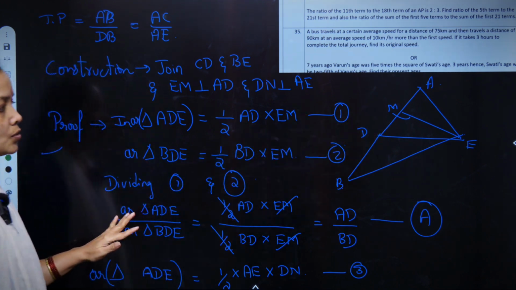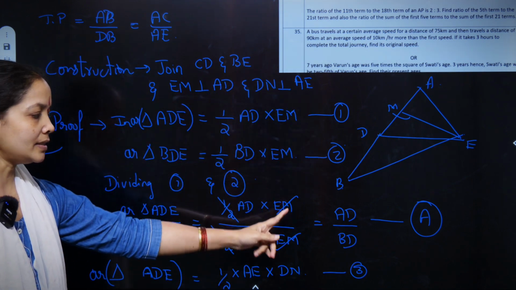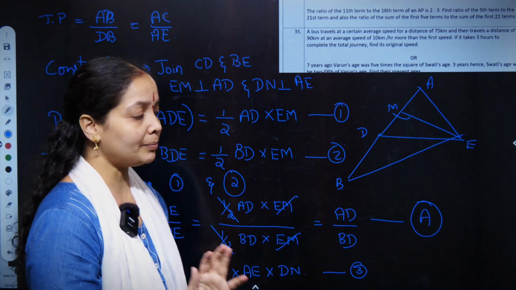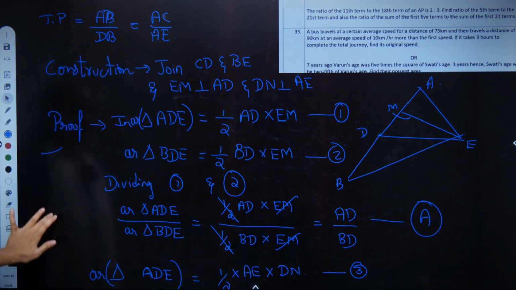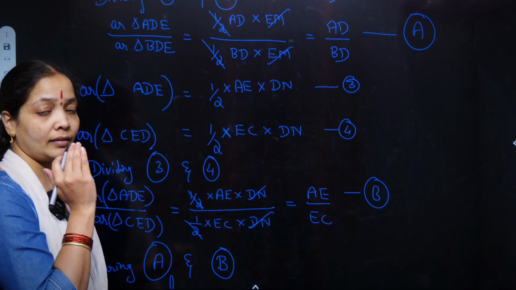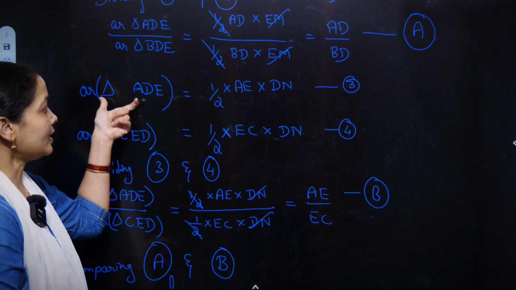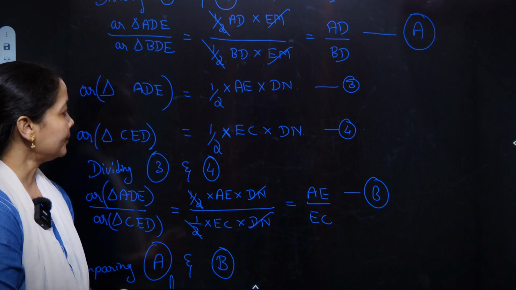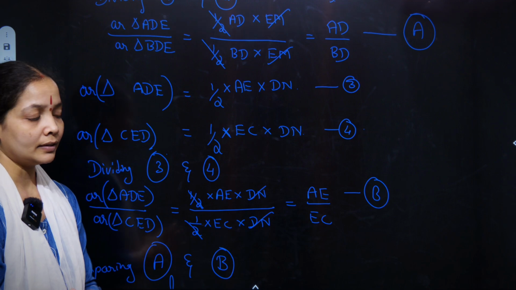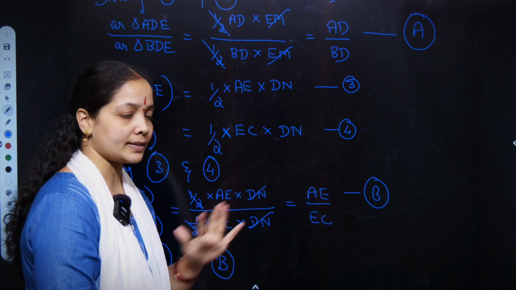When I am dividing these two equations, considering equation 1 and equation 2, half gets cancelled, EM gets cancelled. Therefore, I am left with AD divided by DB. In a similar manner, if I am taking the other side of the triangle with my perpendicular DN there, then the area of triangle ADE is half into AE into DN. The area of the lower part of the triangle, CED, is half into EC into DN. Again, dividing these two areas, I am left with AE by EC.